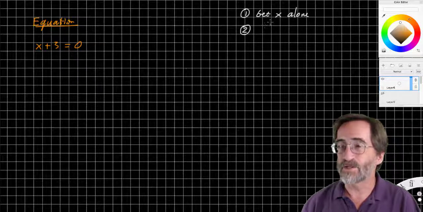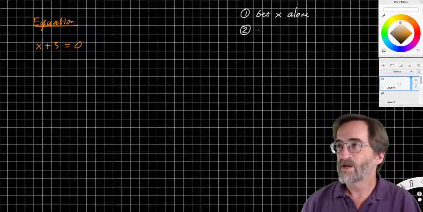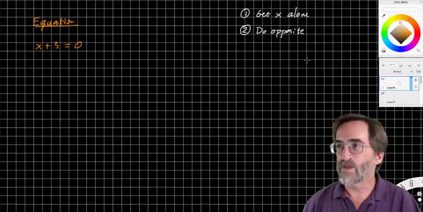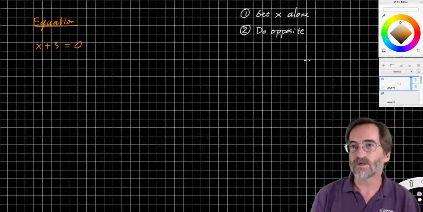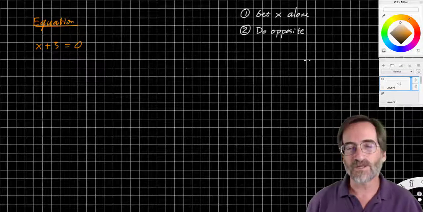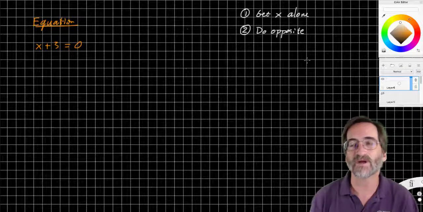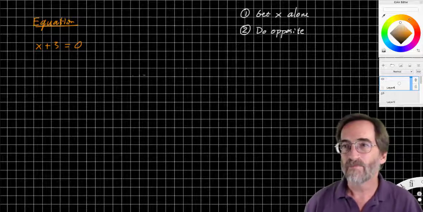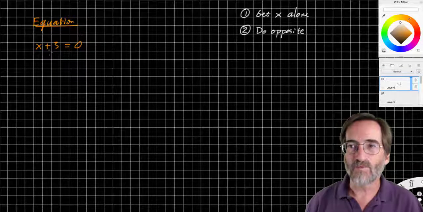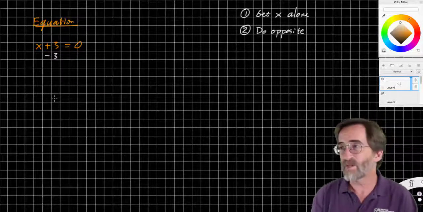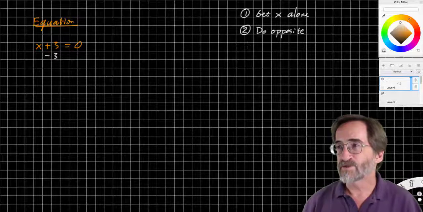To get x alone, to get rid of those pesky neighbors, we need to do the opposite operation. The technical name is inverse operation. The opposite of adding is subtracting. The opposite of subtracting is adding. The opposite of multiplying is dividing. The opposite of dividing is multiplying. So in this case, I'd like to get rid of the plus 3, so I'm going to do the opposite of adding 3. I'm going to subtract 3. That introduces the third principle.